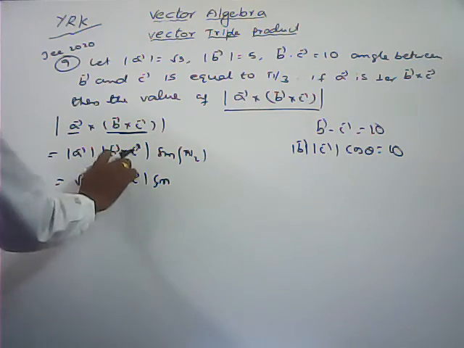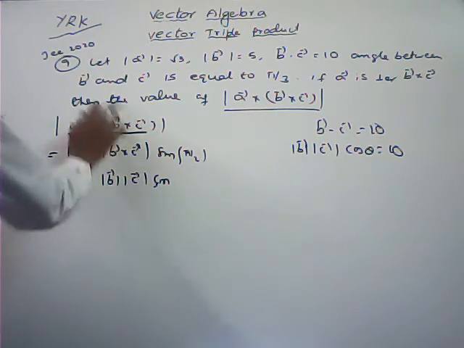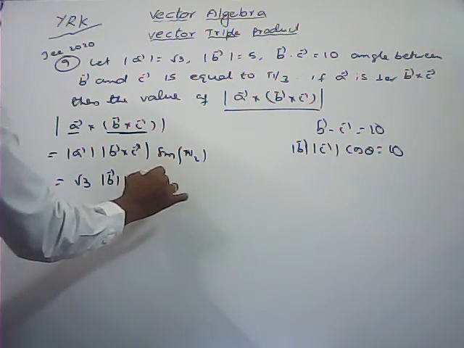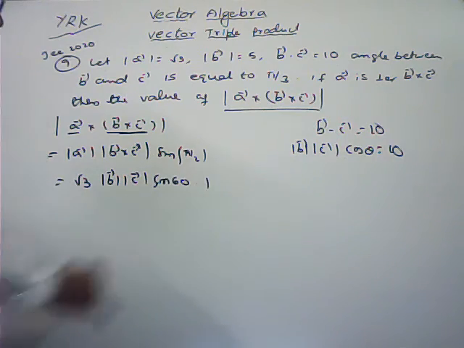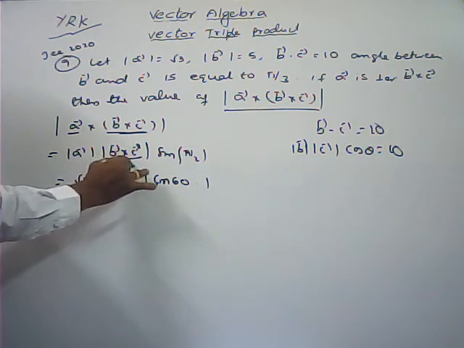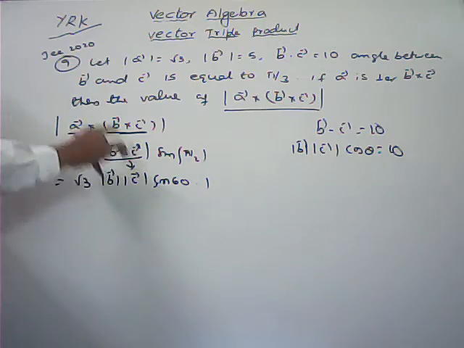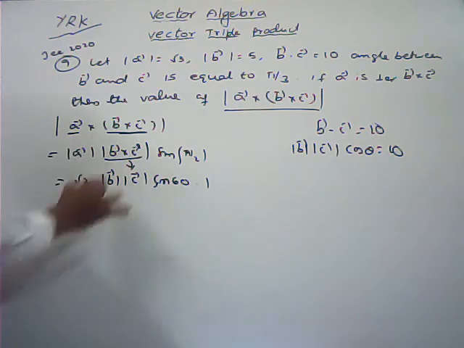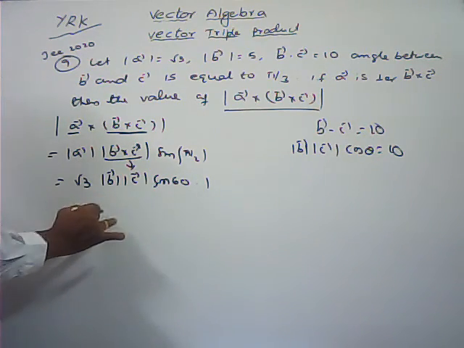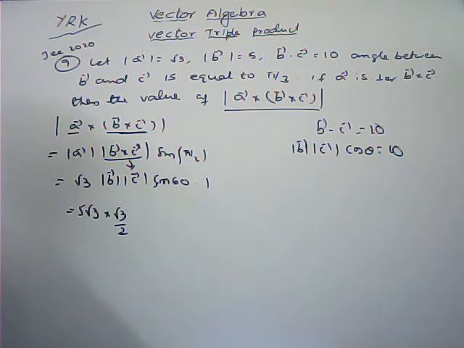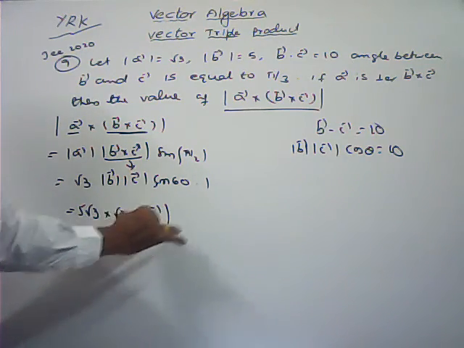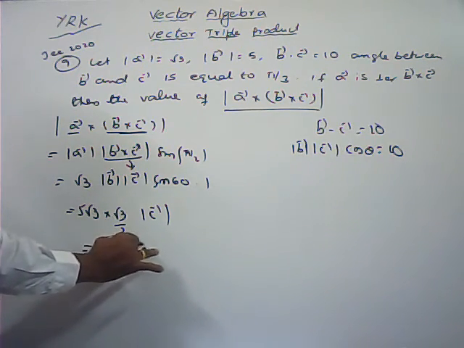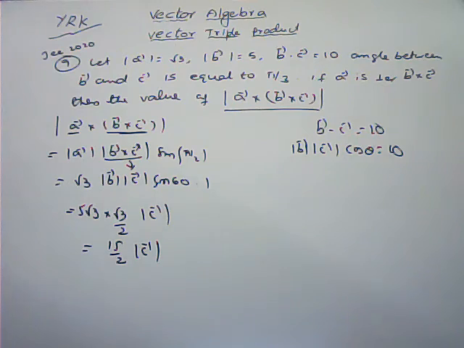Here modulus of B bar, modulus of C bar, sine of angle between B and C. The angle between B and C is given as 60 degrees, so sine 60 degrees into sine 90, value 1. Here I expanded this one. Modulus of B bar, modulus of C bar, sine of angle between B and C, that is 60. So root 3 into modulus of B bar, that is 5: 5 root 3, sine 60 value root 3 by 2, into modulus of C bar. So that is equal to 3 fives are 15 by 2 into modulus of C bar. Here we got this value.